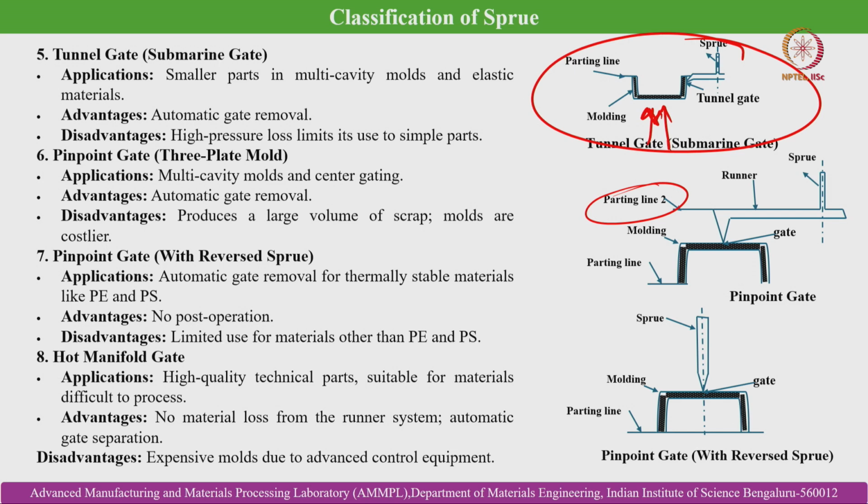So, in case of a 3 plate mold pinpoint gate, applications are multi cavity molds with a center gating arrangement. That is what is shown here, center gating. Advantages are automatic gate removal. Disadvantages: it produces a large volume of scrap, and molds are costlier.